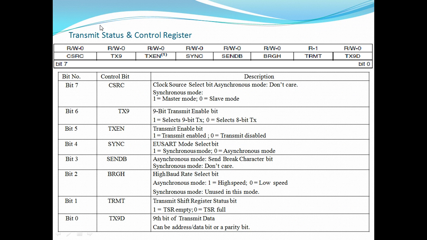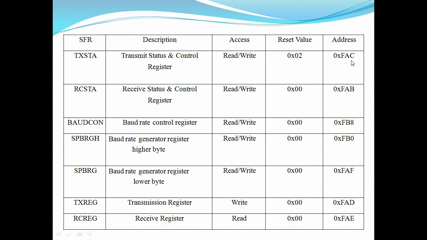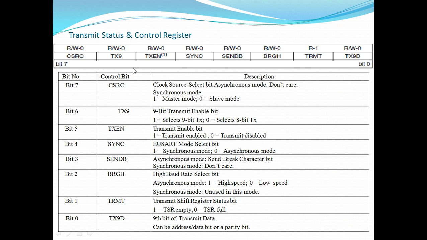This particular special function register is 8-bit, and it has the address FAC, which belongs to a RAM location. So this transmit status and control register uses 8 bits for configuring data transmission. We will see all the bits of this register one by one.